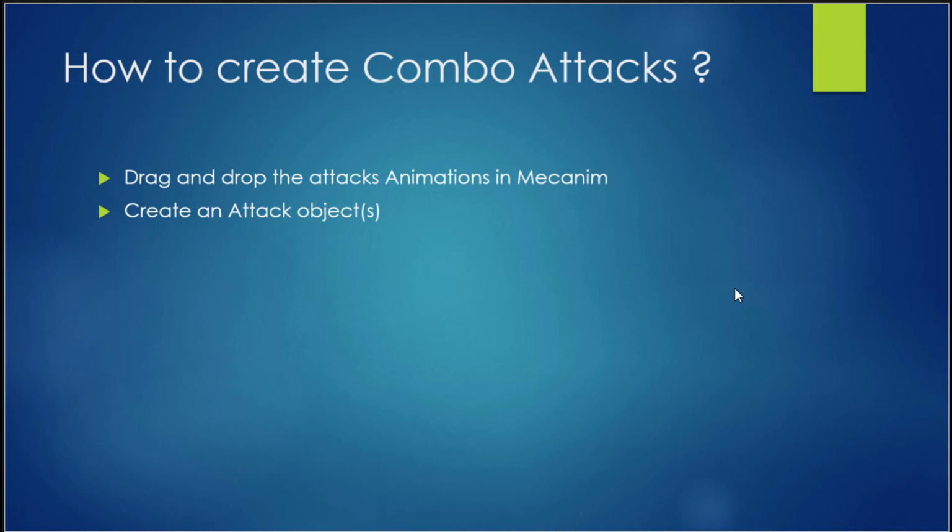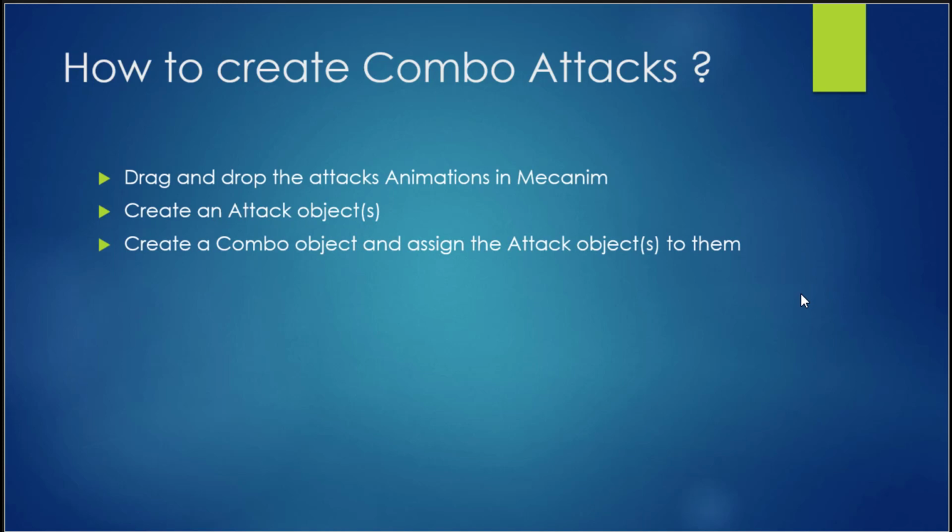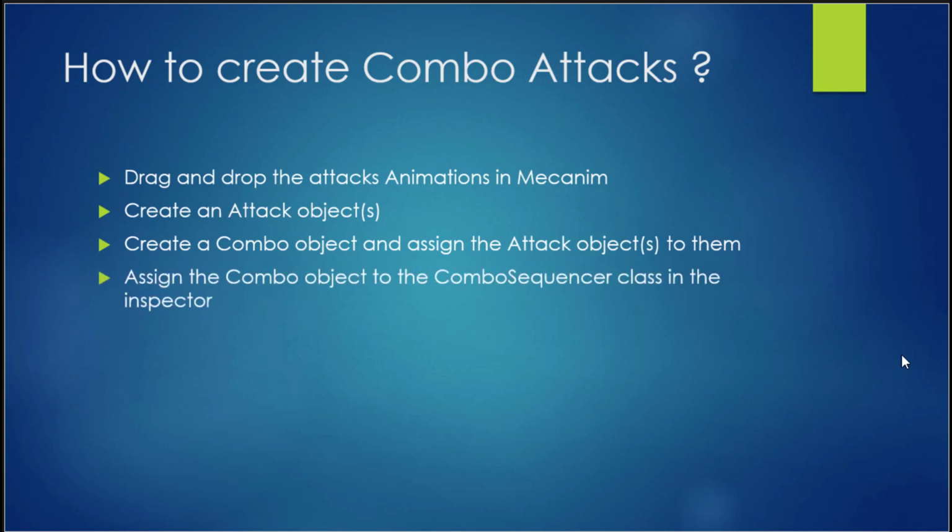We're going through this in detail later on in the next video, where we're going to recreate a demo scene from scratch. And now create a combo object also the same way and assign the attack object or objects to them. Assign the combo object in the combo sequencer class in the inspector and hit play.